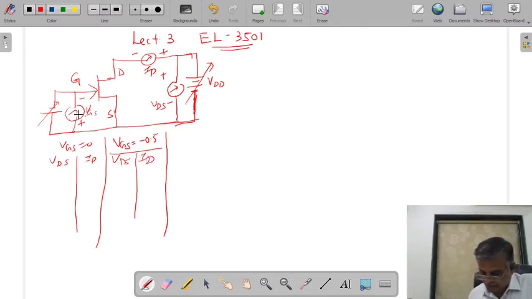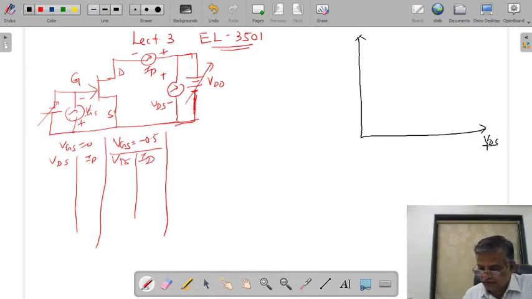You keep VGS at minus 0.5, vary this VDS with the help of this variable power supply, and the corresponding drain current is measured. You repeat this step for VGS minus 0.5, minus 1, minus 1.5, and so on, and you will get such a graph.